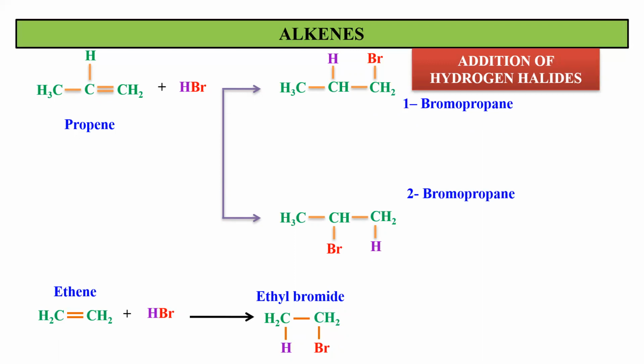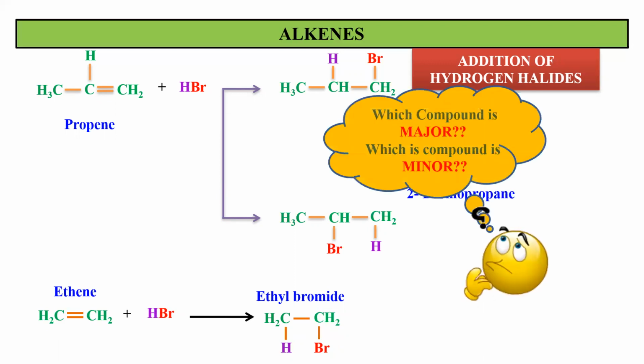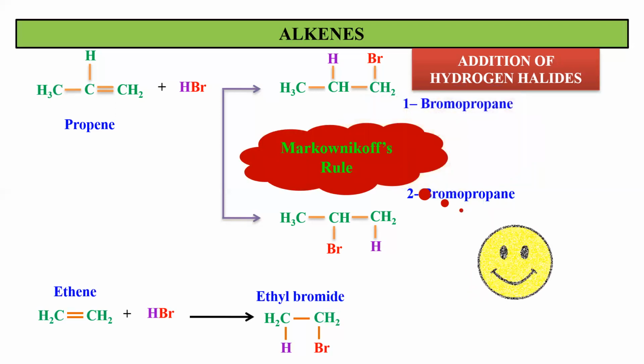Now here a question comes: out of the following, which one is the major product and which one is the minor product? So how would you understand which one is major and which one is minor? The answer is given by a rule called Markovnikov's rule. What does Markovnikov's rule say? Let's try to understand that also.